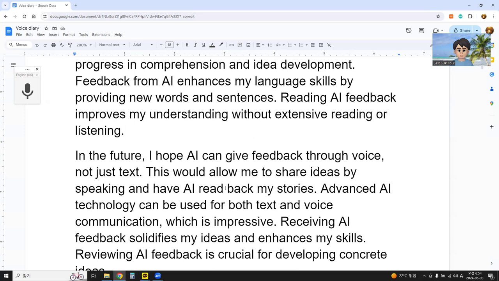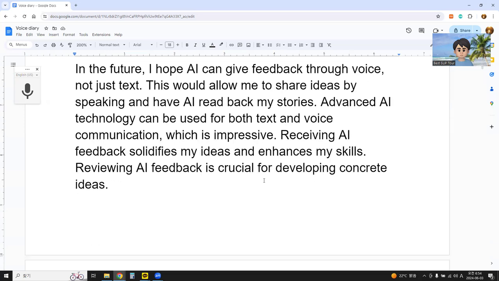This would allow me to share ideas by speaking and have AI read back my stories. Advanced AI technology can be used for both text and voice communication, which is impressive. Receiving AI feedback solidifies my ideas and enhances my skills. Receiving AI feedback is crucial for developing concrete ideas.